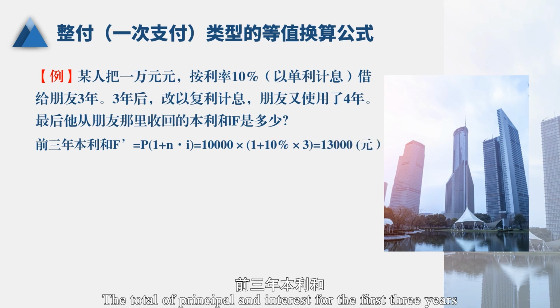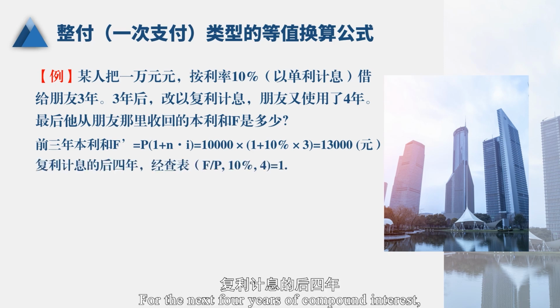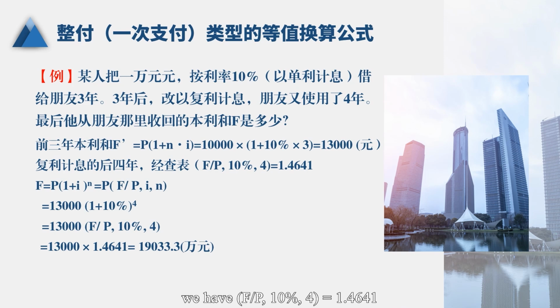The total of principal and interest for the first 3 years equals 10,000 multiplied by (1 plus 10% multiplied by 3) equals 13,000 yuan. For the next 4 years of compound interest, after consulting the table, (F/P, 10%, 4) equals 1.4641.